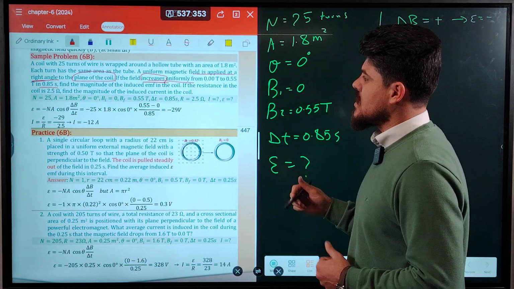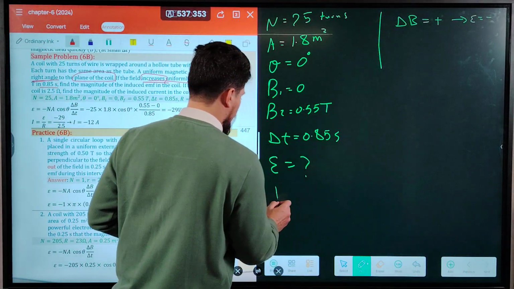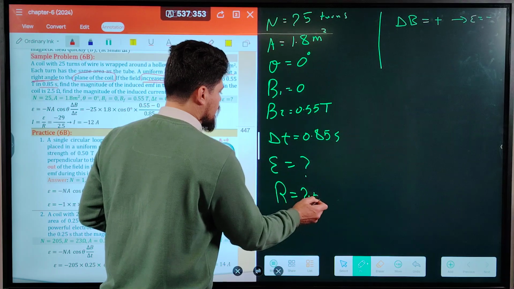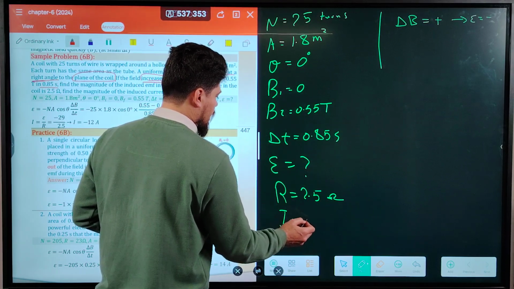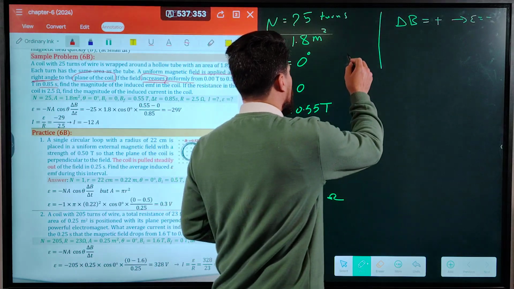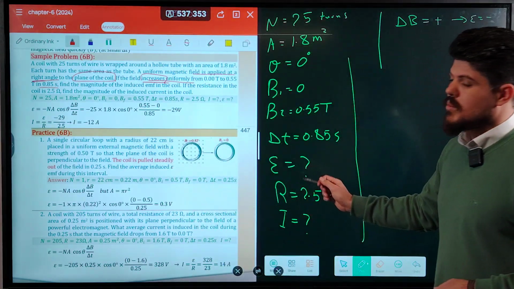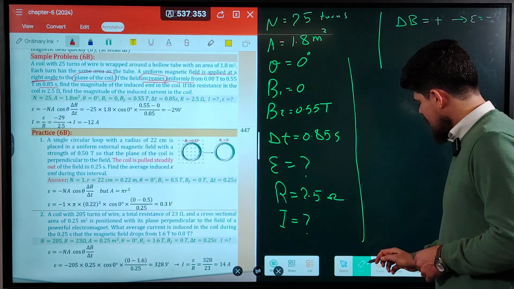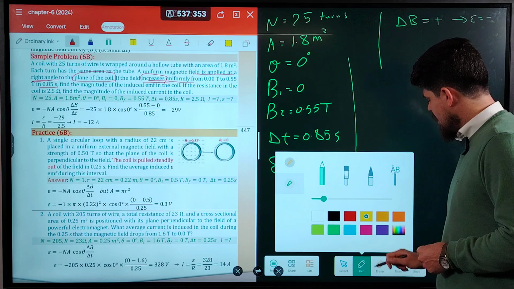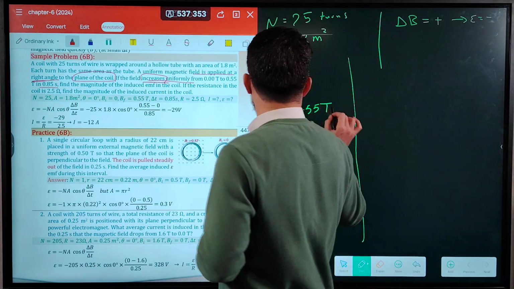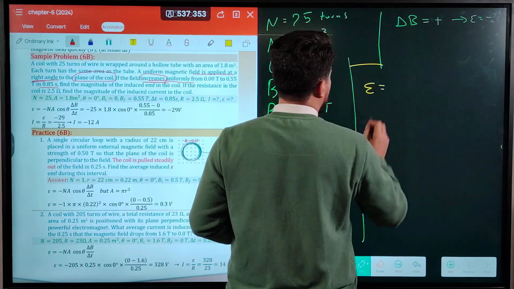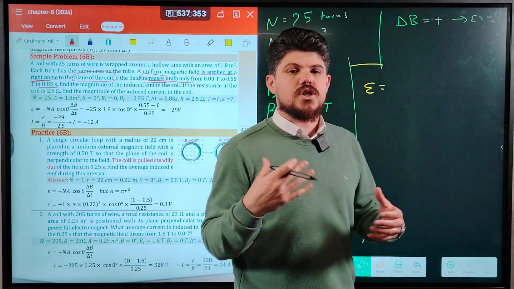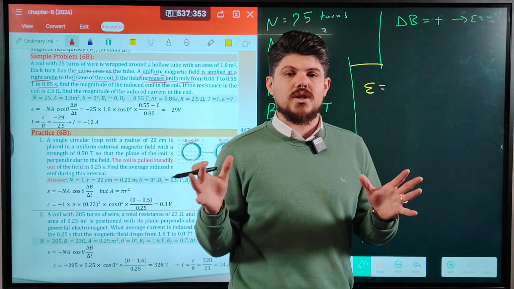If the resistance in the coil is 2.5 ohms, because the resistance is given, that is why we have to find the induced current as well. So we have two unknowns in this question, electromotive force and current. Now we will find the induced EMF by using Faraday's equation. Which equation can be used? Changing magnetic field or changing area? Absolutely the one for changing magnetic field.